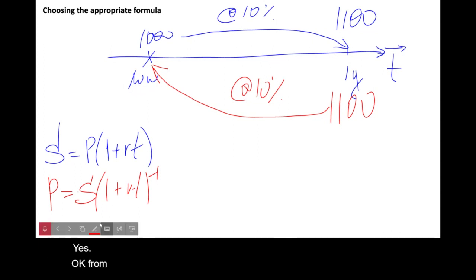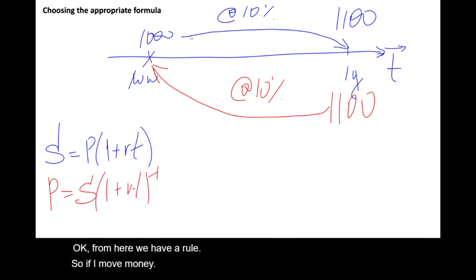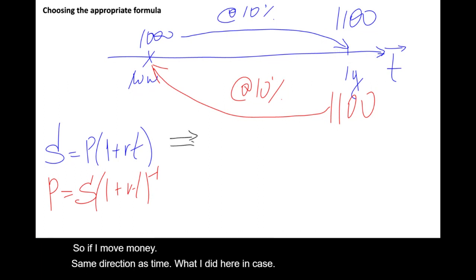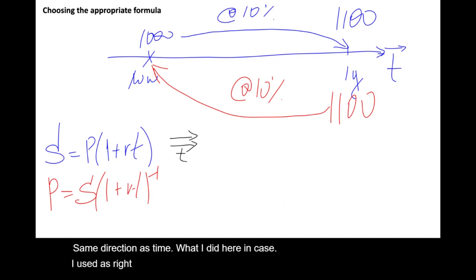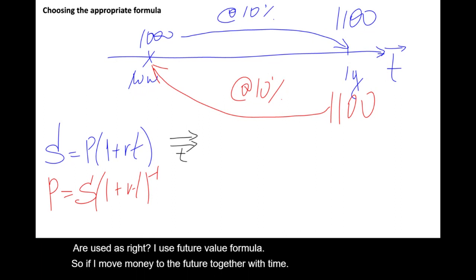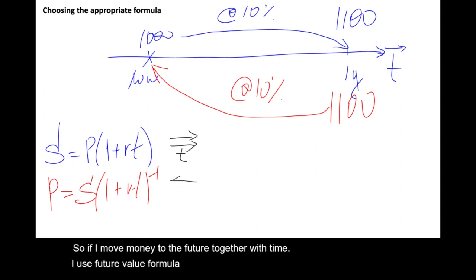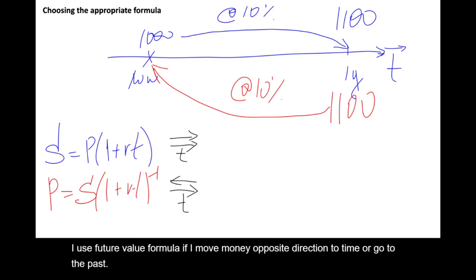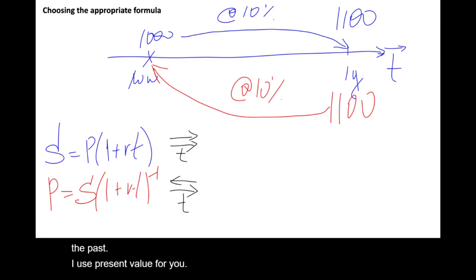Okay, from here, we have a rule. If I move money in the same direction as time, as I did here when I used S, I use the future value formula. So if I move money to the future, together with time, I use the future value formula. If I move money in the opposite direction to time, or go to the past, I use the present value formula. That's how I choose the formula to use. Any questions?